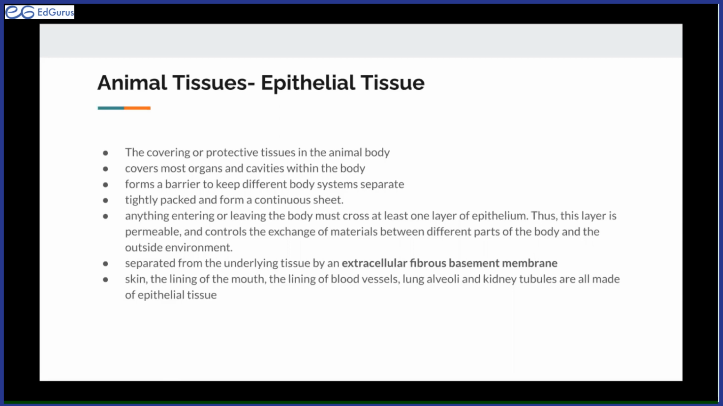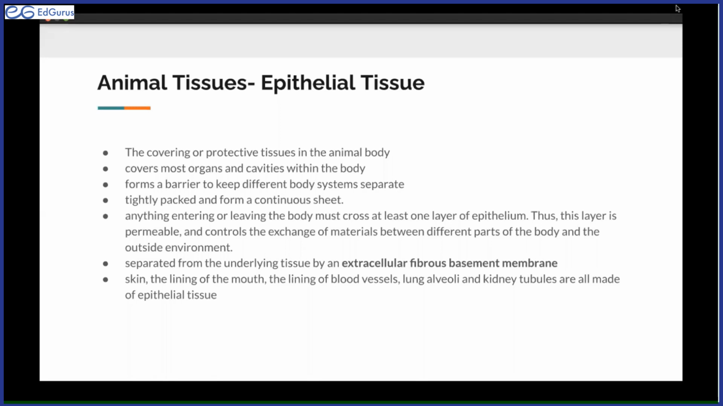Now, do you remember what permeable means? I think I explained it last class. Does anyone remember? Ma'am, permeable means that only selected things come in and only selected things go out. Yes, exactly.